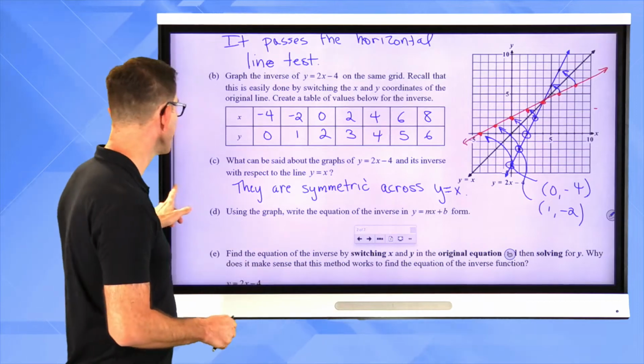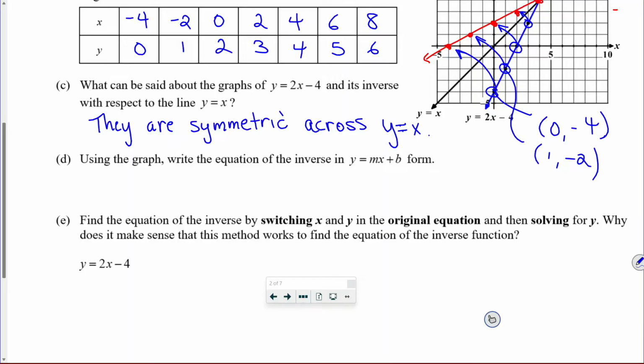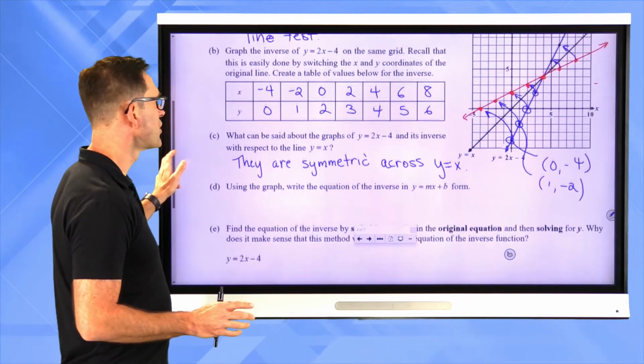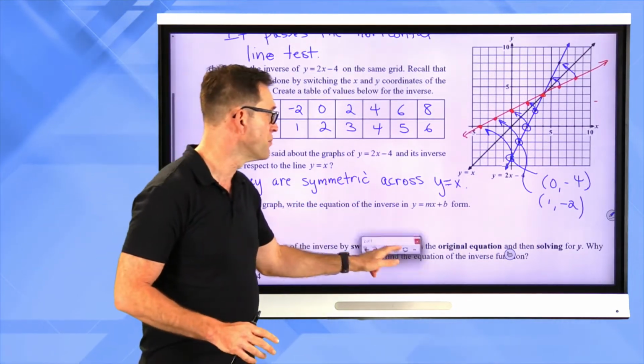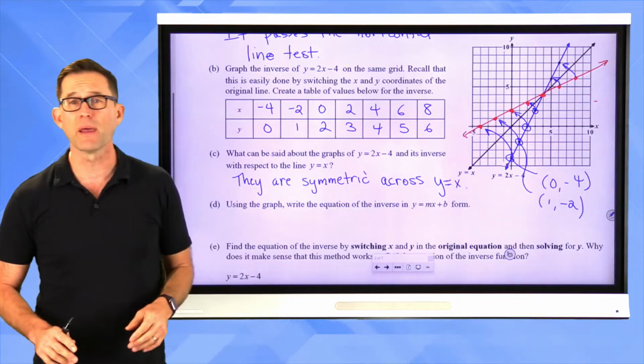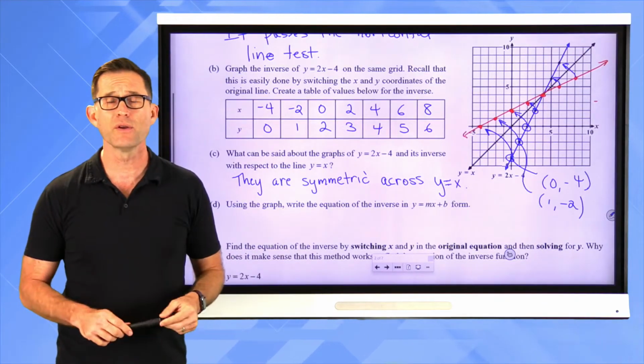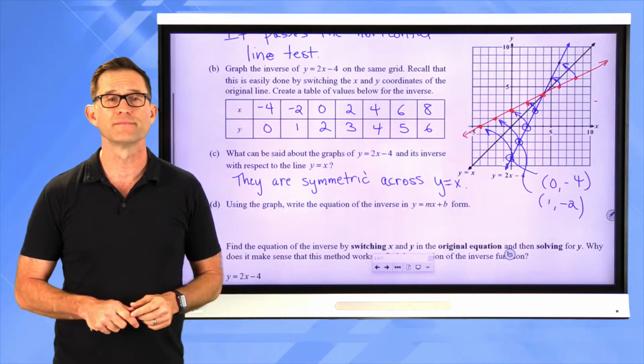All right, let's take a look at letter D. Using the graph, write the equation of the inverse in y equals mx plus b form. All right, that should be easy enough. Forget about inverses or anything else. Simply take that line. You should be able to identify its y-intercept and its slope. Write down its equation. Take a moment to do that.